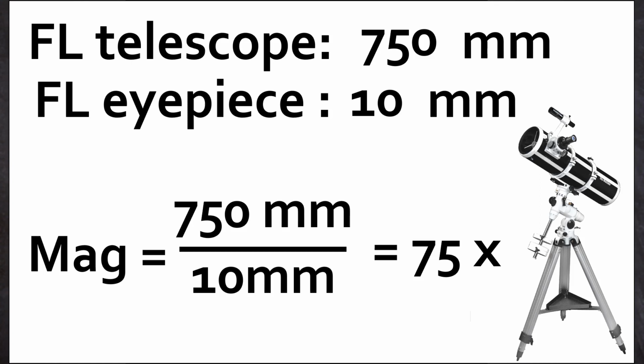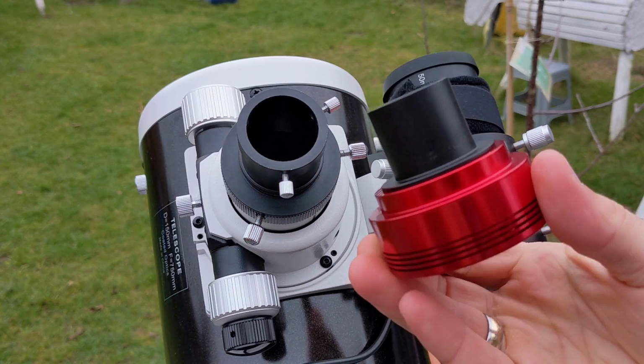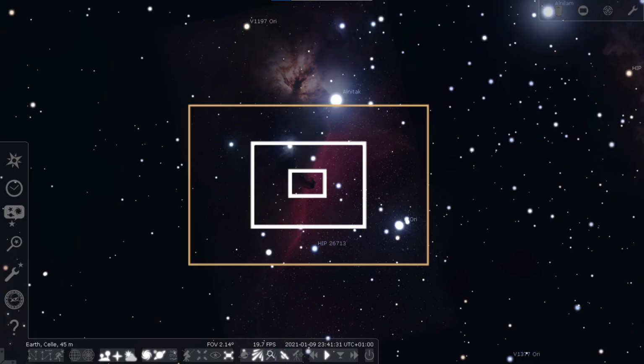So to change the magnification, you simply swap eyepieces. Take a 10 mm eyepiece instead of a 25 mm eyepiece and you increase your magnification. But in astrophotography, we don't usually use eyepieces, but cameras. So the patch of sky we can image depends only on the focal length of the scope and the size of our camera sensor. The bigger the sensor, the more sky you can fit on. And the bigger the focal length, the less sky you can image.